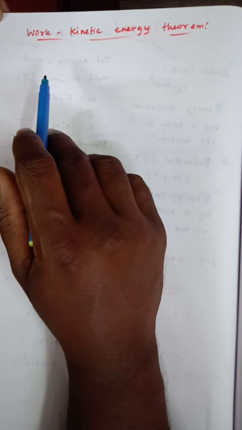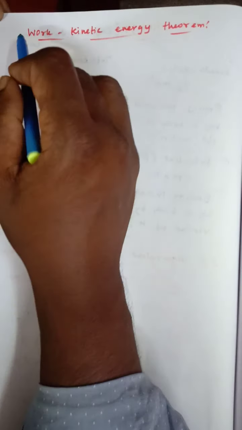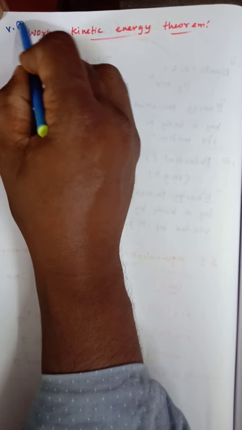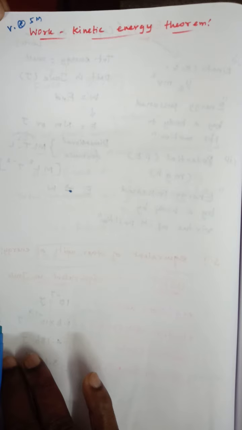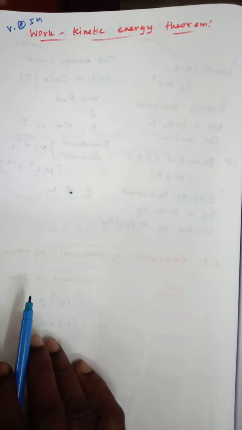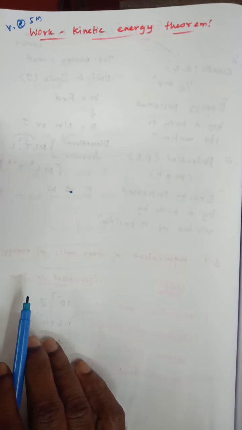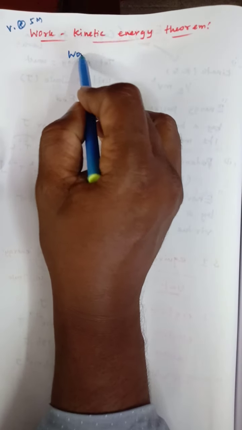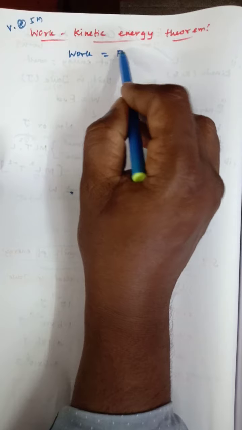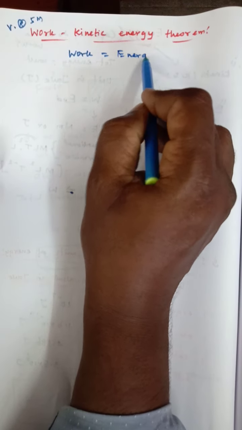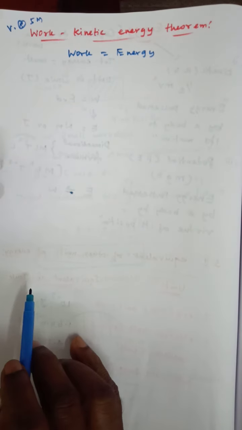The work kinetic energy theorem is a very important 5 mark question in this lesson, very easy. So they will definitely ask a question from this lesson. What is the relation between work and kinetic energy? We know that both work and energy are equivalents, so we write work is equal to energy. Clear? Now we have to prove it.